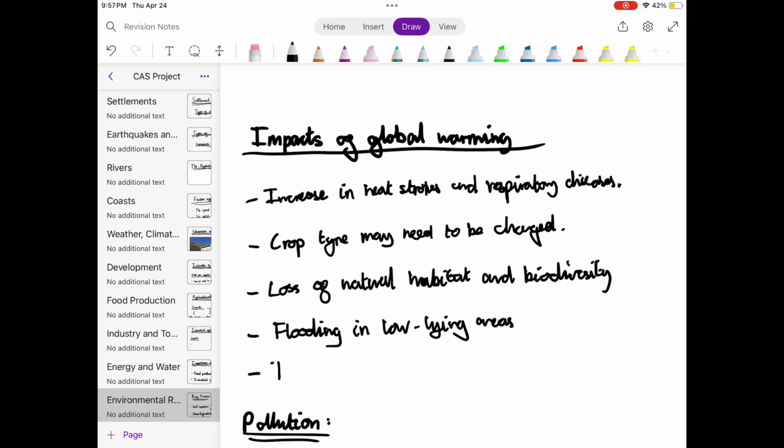And finally, there will be an increase in coral bleaching, and this is because of the warmer sea level. So coral reefs may not be able to survive that well, and therefore they may bleach.